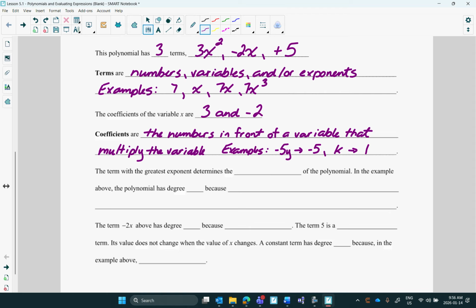And then the term with the greatest exponent, or the highest exponent, determines what we call the degree of the polynomial. Don't confuse that with an angle being measured in degrees. It's not the same thing. So what's the degree of a polynomial? It's the highest exponent. That's it. So in the example above, the polynomial has degree 2, because 2 is the highest exponent that you see.